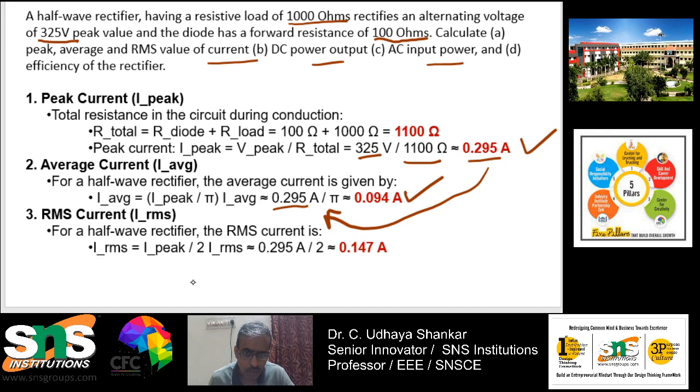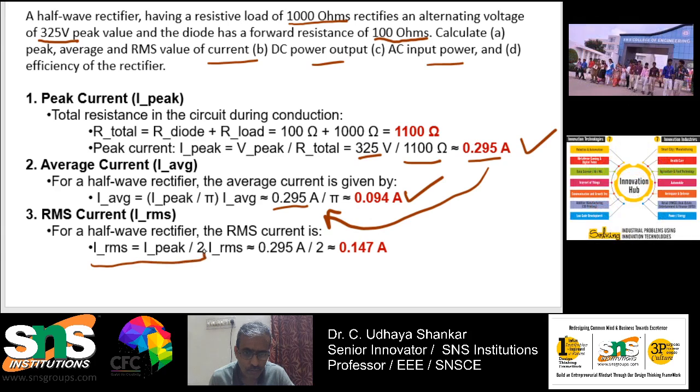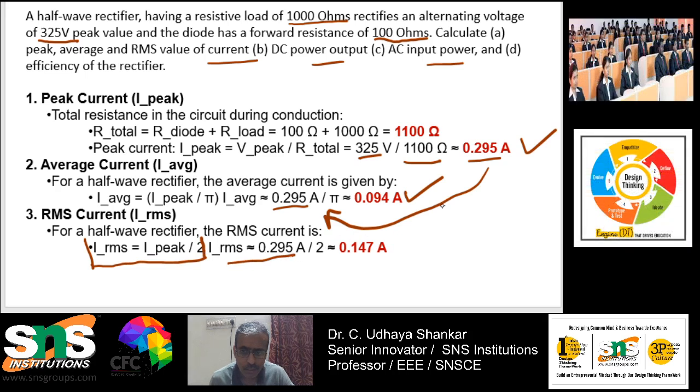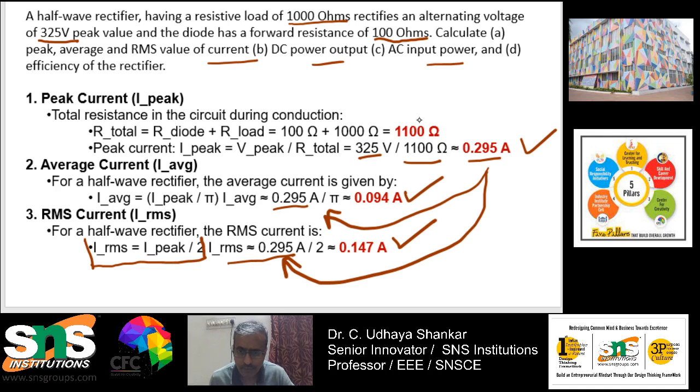Now, what is the RMS current? Already we have discussed, this is the formula. I RMS will be equal to I peak divided by 2. So, I peak is nothing but 0.295, which has been substituted over here, divided by 2. So, the answer is 0.147. It is very simple. If these problems are asked, you can directly get the answers by substituting the values.